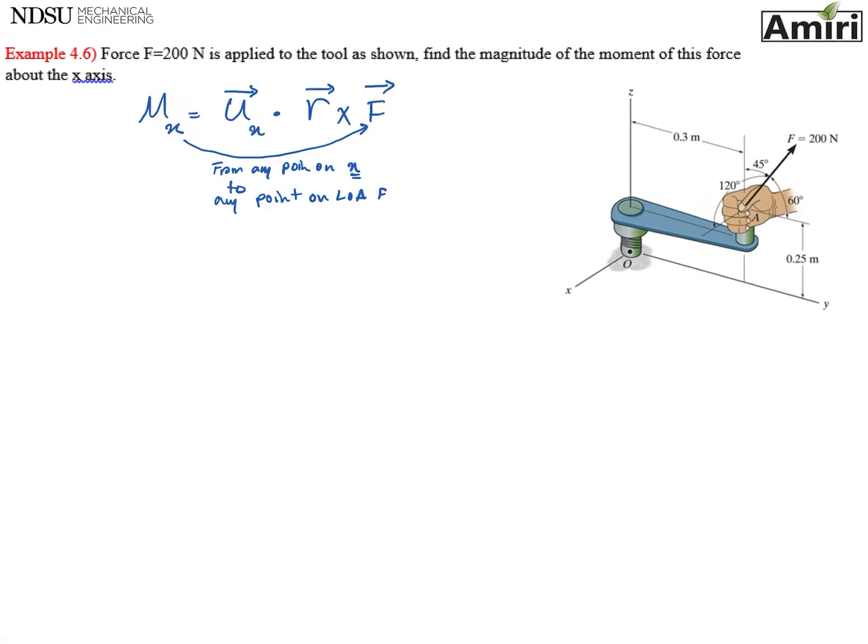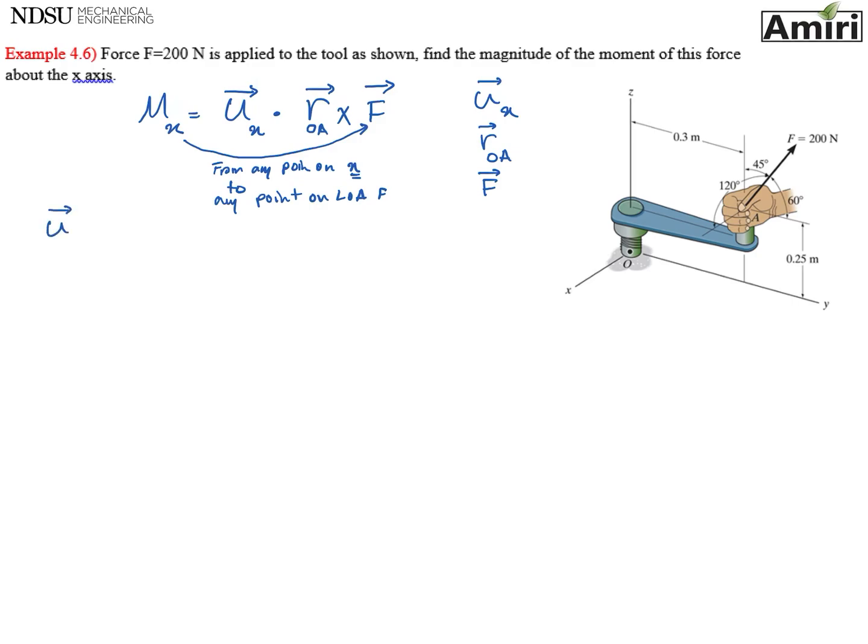So let's see, what points do I have? I have point O, which is located on axis x. So I'm going to start from point O and go to anywhere on the line of action of F. I have the information about point A, so I'm going to go to point A. So I need to find three things here. I need to find the unit vector of axis x, I need to find position vector OA, and I need to find my force. Alright, let's just start with the unit vector of axis x.